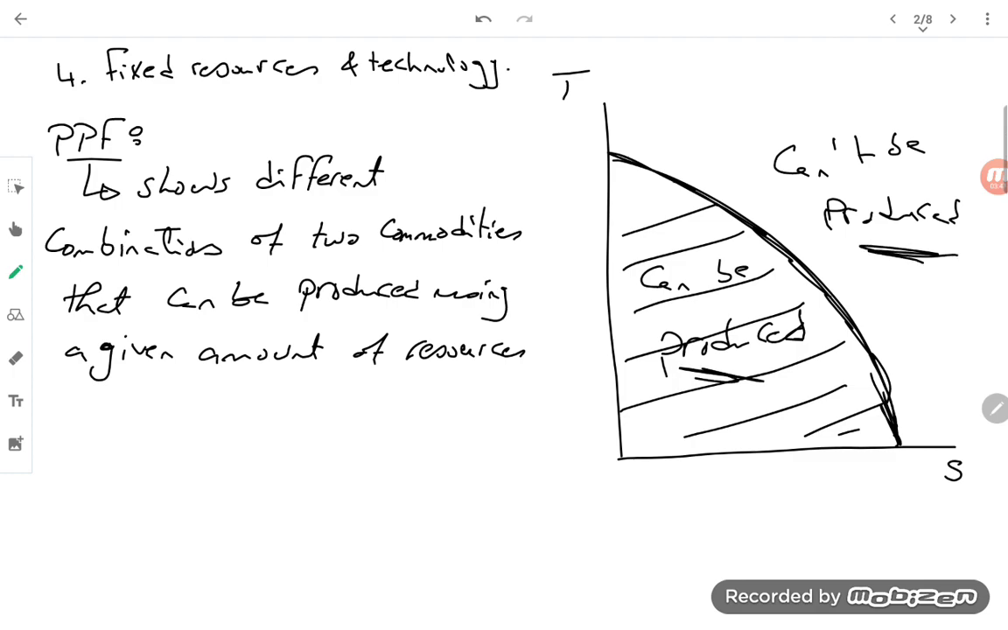Each point along the curve shows a combination of soybeans and textile that can be produced using a given amount of resources. This means that we have a fixed amount of resources that can be used in order to produce combination A or combination B.